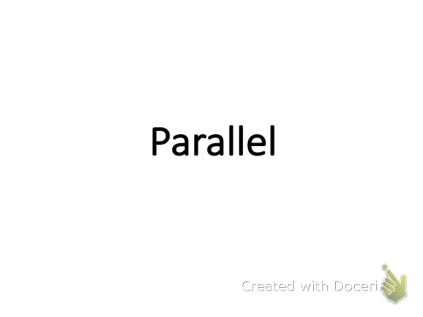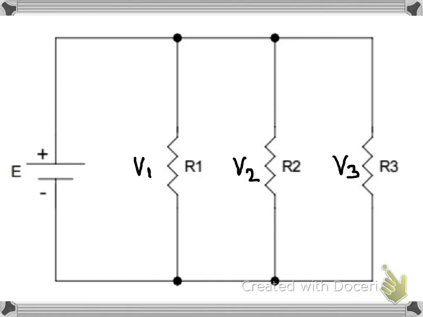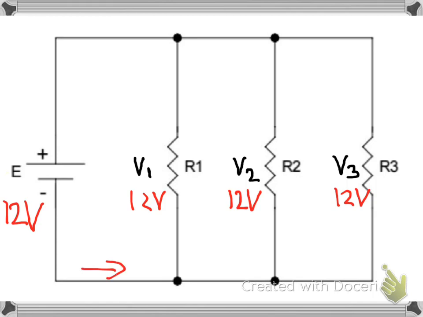Parallel circuit. In a parallel circuit, the loads are connected in parallel, or across one another. So if I like my 12 volts, if that would be a 12 volt battery, that would mean that V1 is 12, V2 is 12, and V3 is 12. This would be current IT, current leaving the battery.